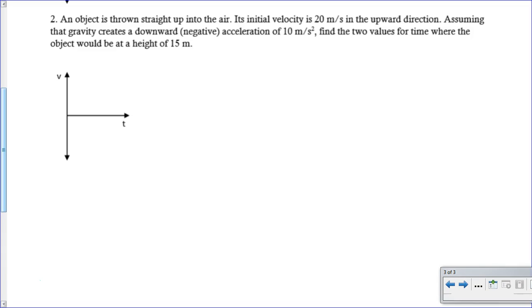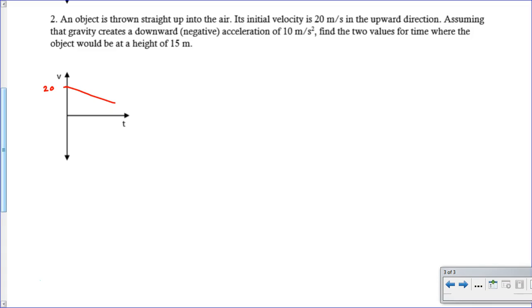Alrighty, for this second one, it's actually very similar. Since an object is thrown straight up into the air, the initial velocity is 20 meters per second in the upward direction, assuming that gravity creates a downward negative acceleration of 10 meters per second squared. Find the two values where the object would be at a height of 15 meters. So we have an initial velocity of 20 meters per second, and it's going to be getting lower as time goes by. And what I want to know is the two times when it is at 15 meters.